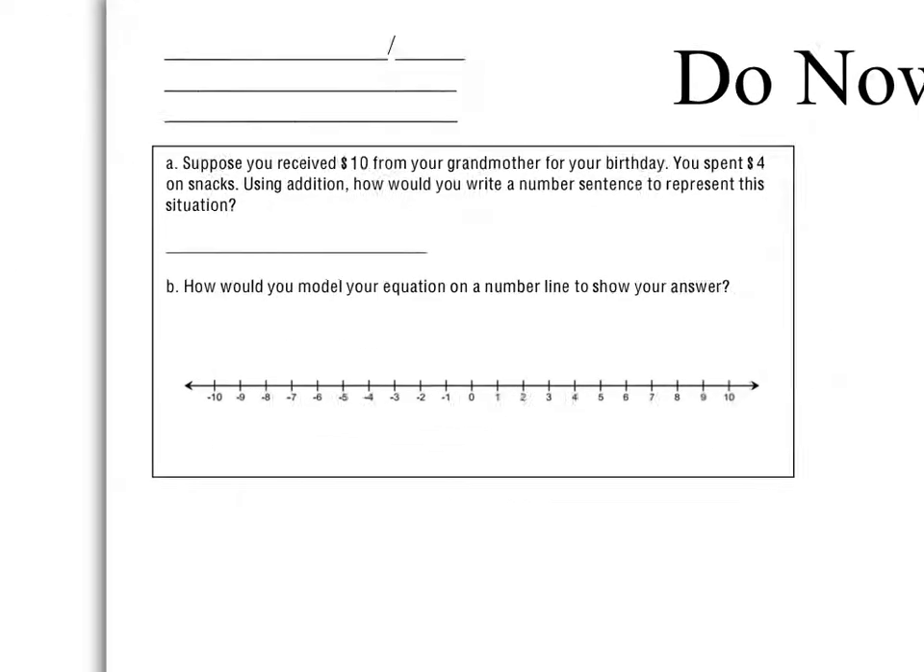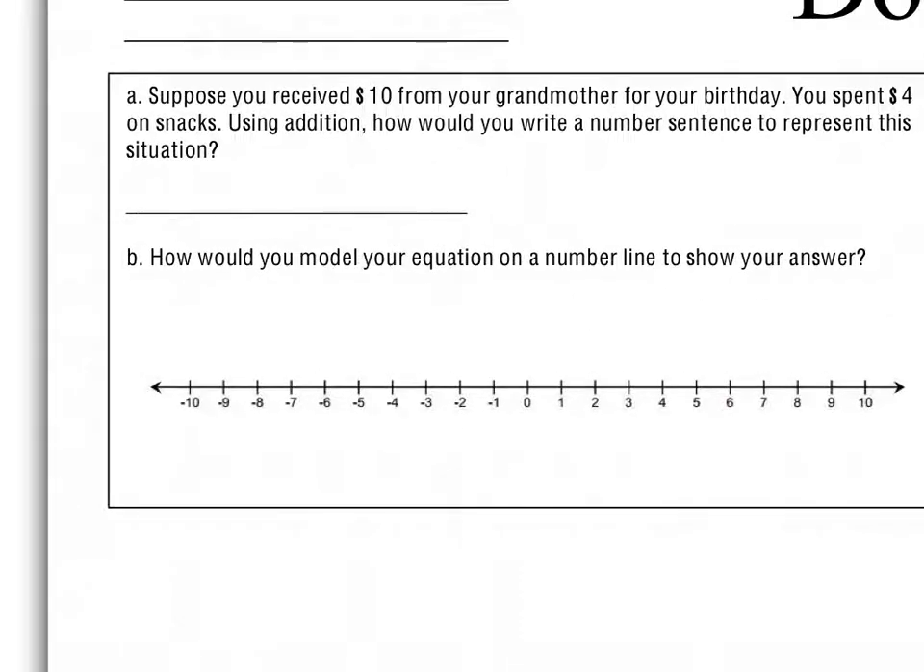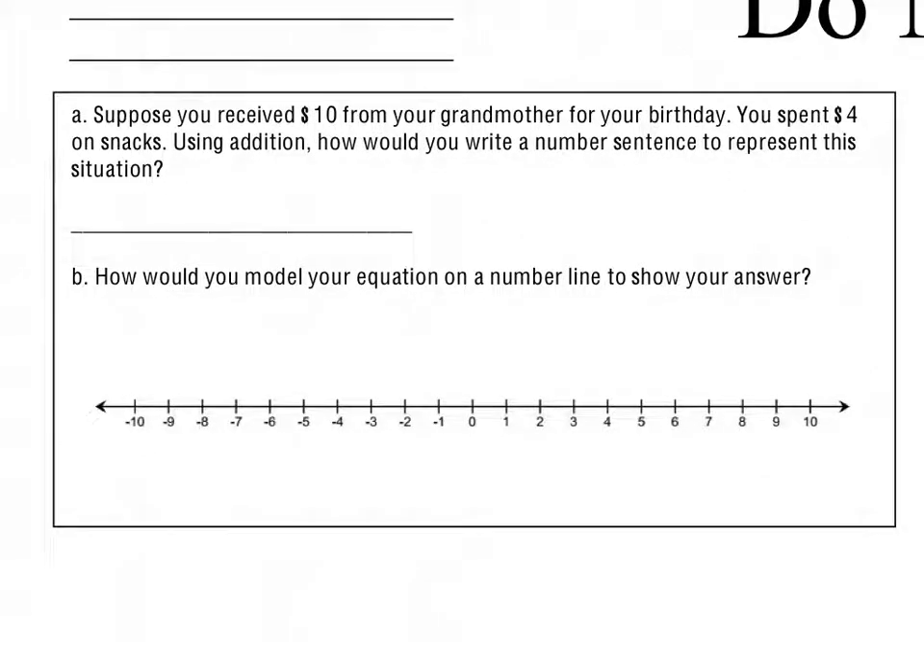Okay, so looking at this problem today, starting out for do now, this is actually the beginning of our lesson for today. Hopefully it's something that we should have been able to do on our own. Alright, so it says suppose you receive $10 from your grandmother for your birthday. You spent $4 on snacks. Use addition to find out how would you write this number as a number sentence to represent the situation.